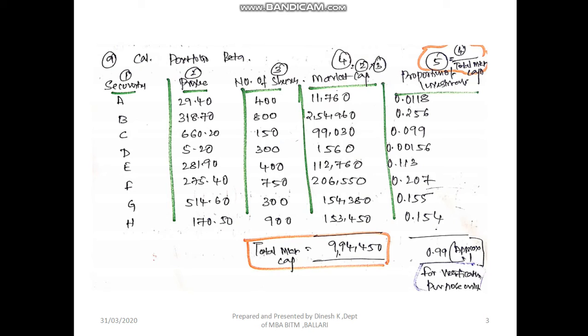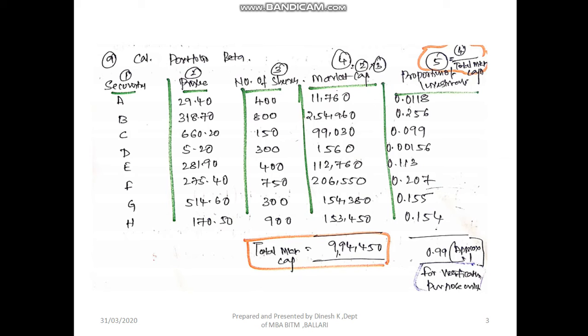When you want to calculate the portfolio beta, we are very familiar. First, we need to write down the first column heading as the security which is given in the question. Second column heading, we write the price which is given in the question. And the third column, we write down the number of shares given in the question. Here, we need to calculate the market capitalization.